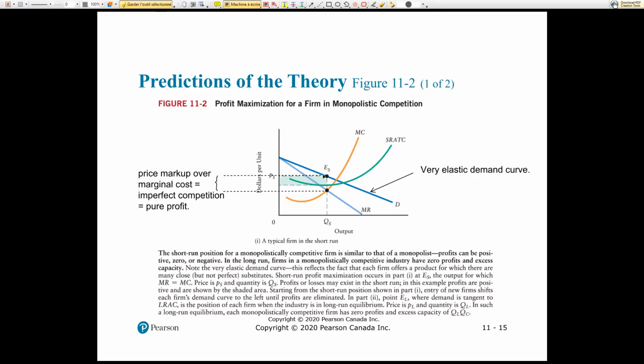Why? The last unit sold, the price you sold it at is PS, and the marginal cost is this. So you have this extra, this pure profit from the last unit sold.